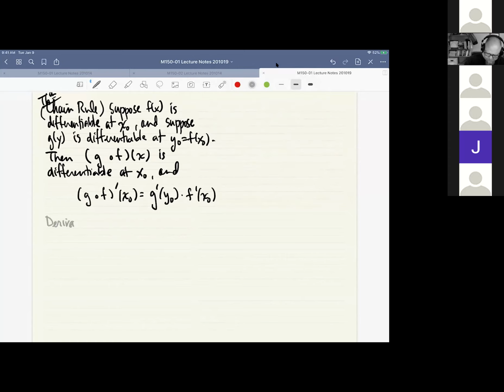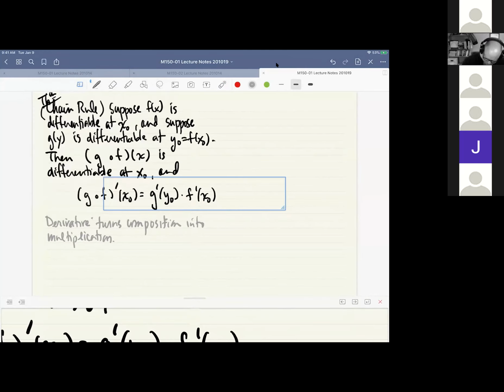The derivative turns composition into multiplication. Composition of functions here becomes multiplication of derivatives here. So this is one common way to look at the chain rule. Let me write down another interpretation.